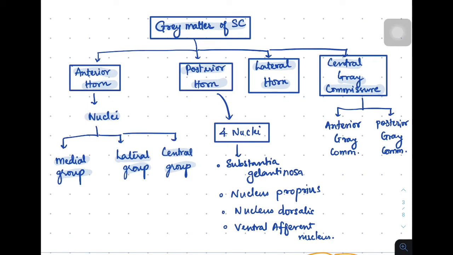So in the anterior horn, there are nuclei in the form of 3 groups, and in the posterior horn there are 4 nuclei: substantia gelatinosa, nucleus proprius, nucleus dorsalis and ventral afferent nucleus. Then we will divide the central gray commissure, on the basis of the central cavity, into the anterior gray commissure and the posterior gray commissure. So this is an overview diagram of the gray matter of the spinal cord. Now we will go into detail of each of these.